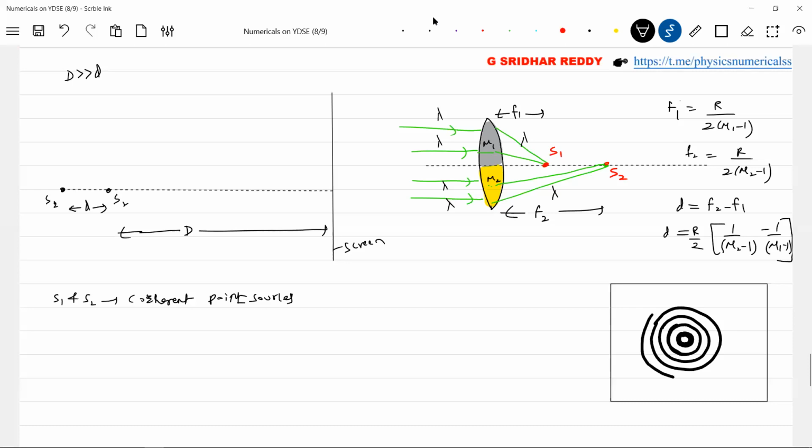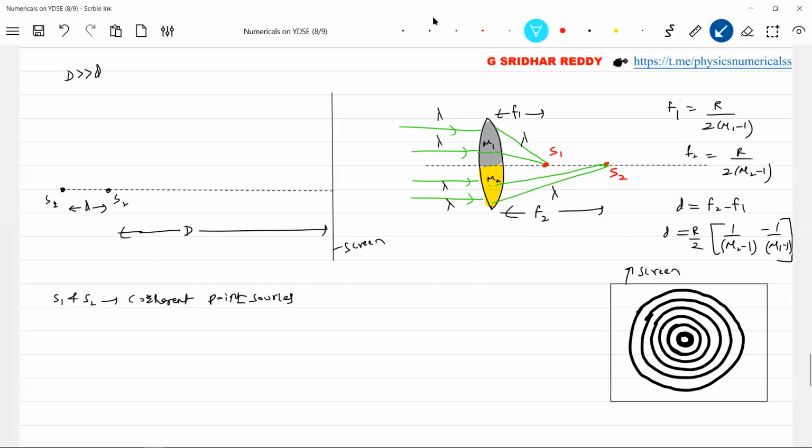This will be the pattern on the screen. So I want an expression for the radius of the nth order maxima on the screen. Now you have to ask the primary question: why will the pattern be circular like this? Why can't it be rectangular fringes, like what happened in YDSE? Just stick to the basics here.